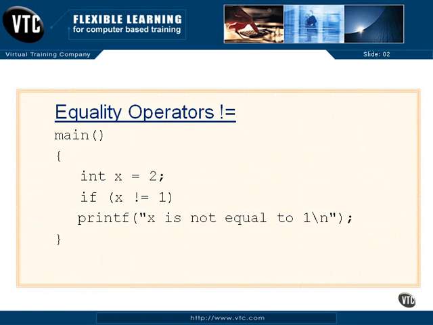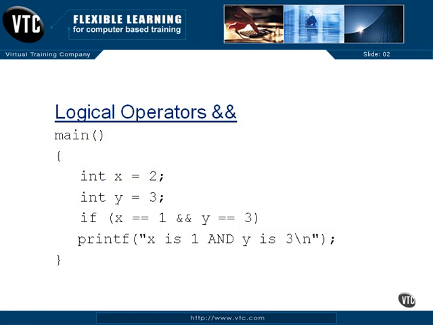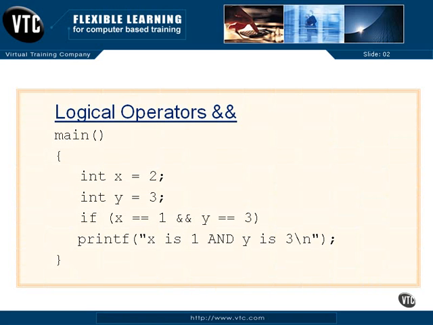Here's not equal. If x is not equal to 1, we'll print that out. We use an exclamation point and an equal sign to show inequality. Now these are logical operators. This one is a logical operator, and.